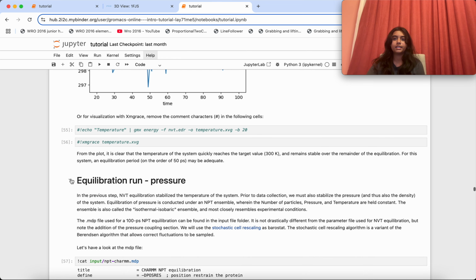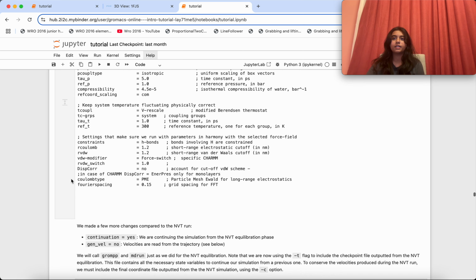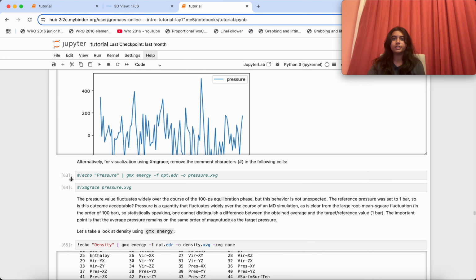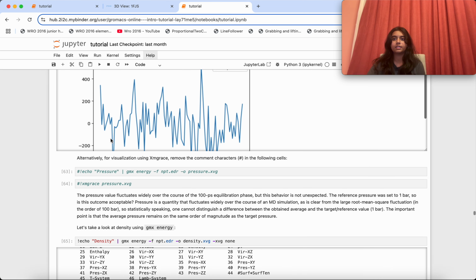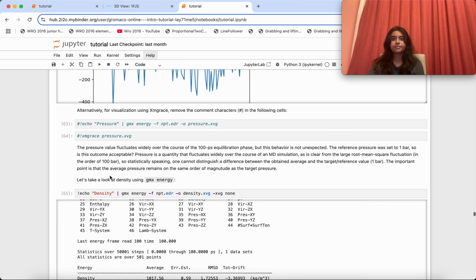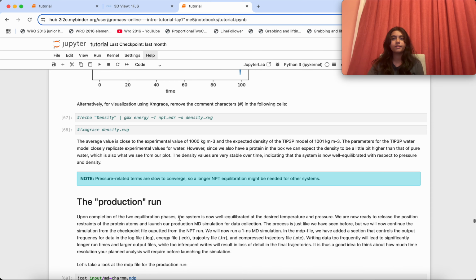Next, we must stabilize the pressure and density of the system. Again, we use a pre-computed run here and observe the results. There is a fair bit of fluctuation, but the average pressure remains on the same order of magnitude as the target. And if we see the density, the average stabilizes a bit higher than that of pure water due to the protein.